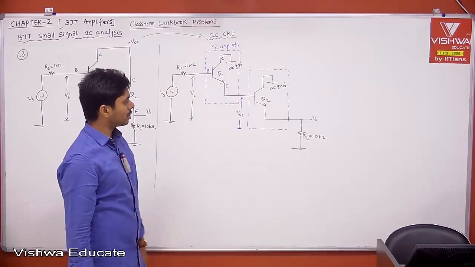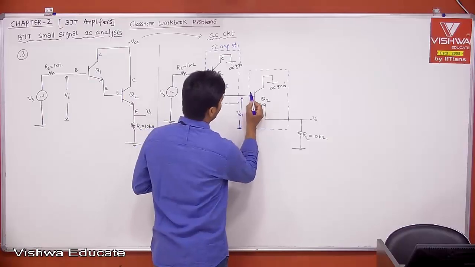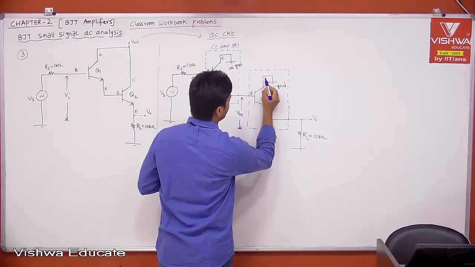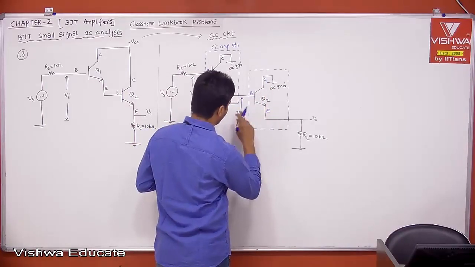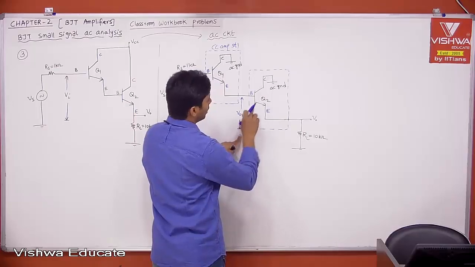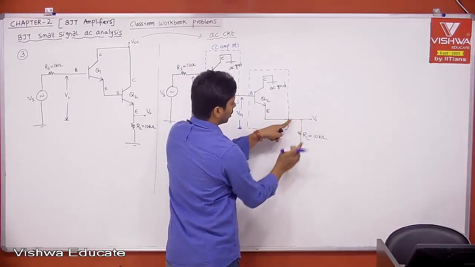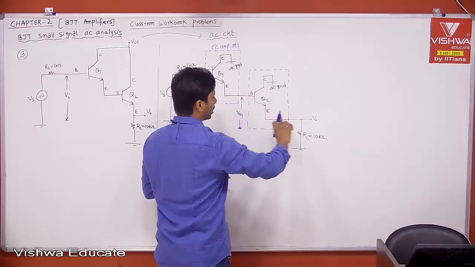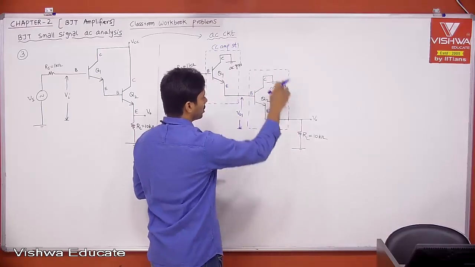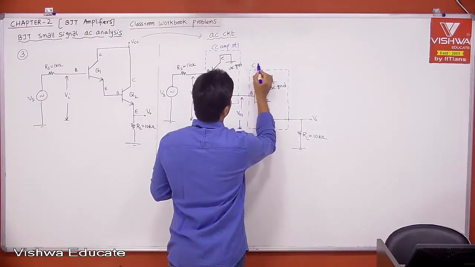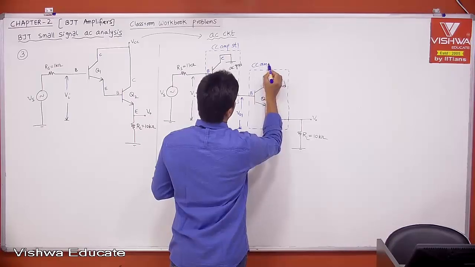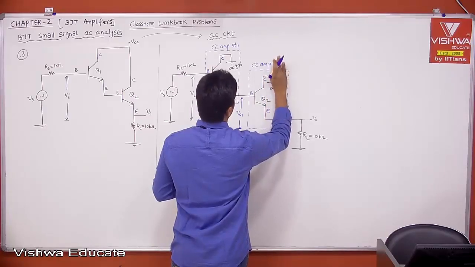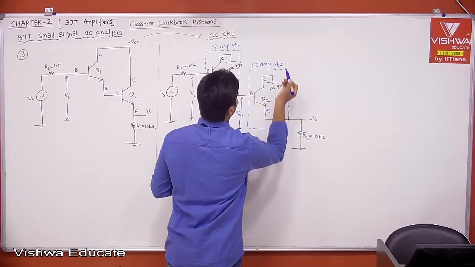Now, what about stage 2? Applying input voltage at base with respect to ground, and taking output voltage at emitter with respect to ground, and collector is at ground. For both input and output, collector is common. Therefore, this is also CC amplifier stage 2.